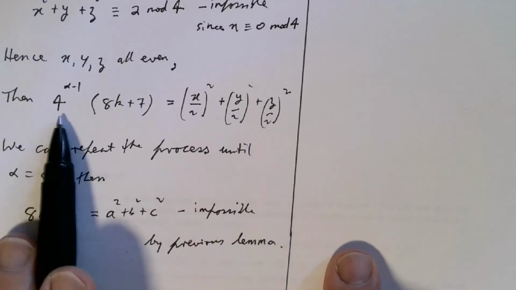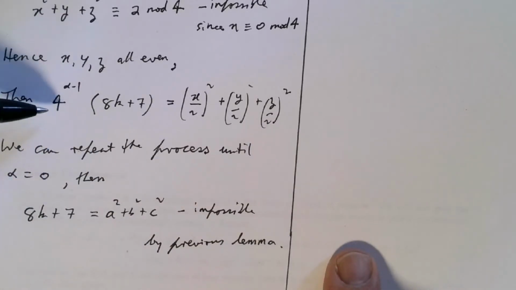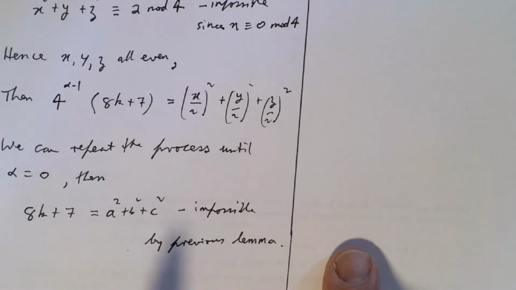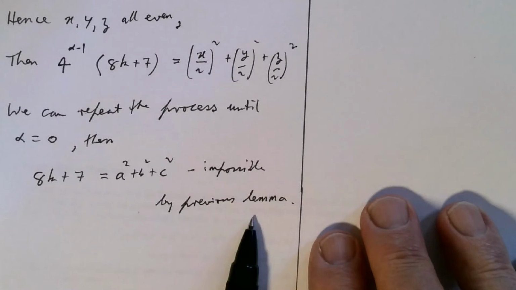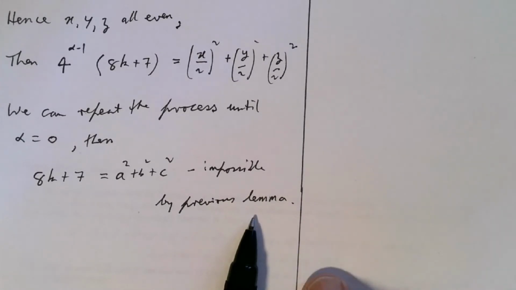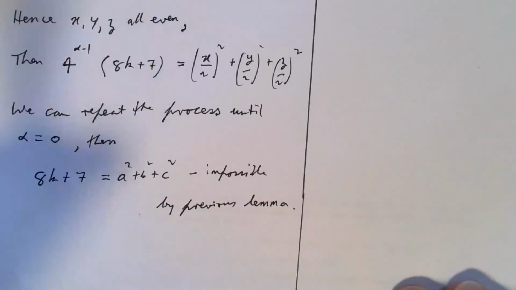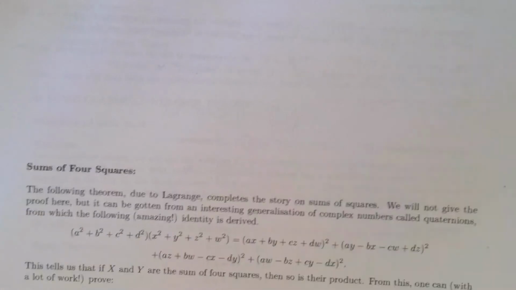So I can just keep repeating the process until this power of 4 gets smaller and smaller until alpha is 0. And then we end up with 8k plus 7 is the sum of 3 squares, but by the previous lemma that was impossible. And so that shows that a number of this form, 4 to the alpha times 8k plus 7, cannot be written as the sum of 3 squares. And as I mentioned, the converse of that is also true, but much harder to prove.